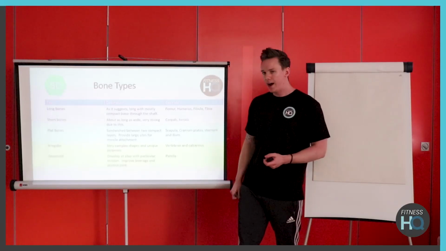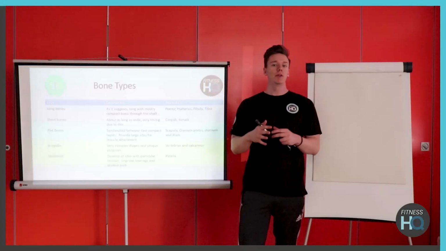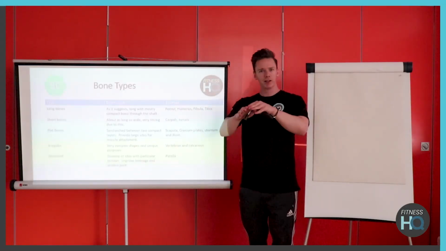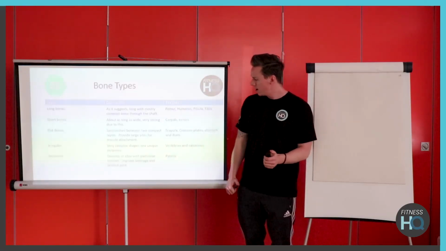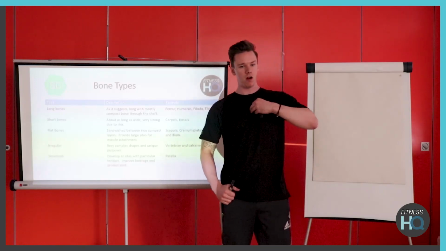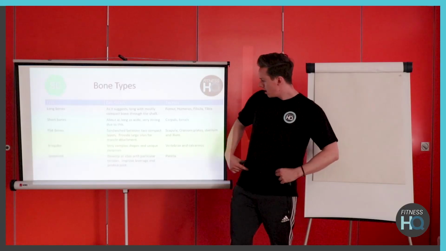Flat bones, a few here. A lot of people don't realise that the cranium is flat, generally because there's a bunch of bones fused together next to each other. We've got the scapula, which is your shoulder blade. We've got the sternum. We've got the top of the pelvis here, which is called the ilium, which it does mention there as well.